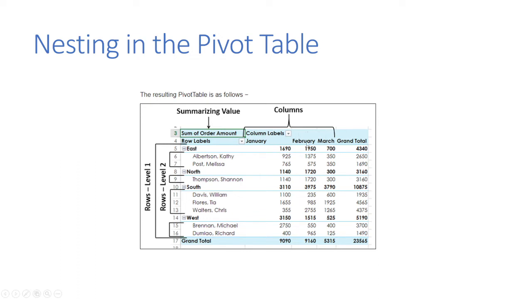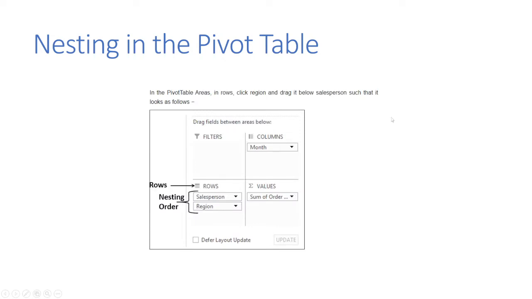These are the columns. So we have the months. In the pivot table areas in rows, click region and drag it below salesperson. So region and then drag it below salesperson such that it looks as follows. So originally region is up above salesperson. Now you drag region and place it below salesperson.